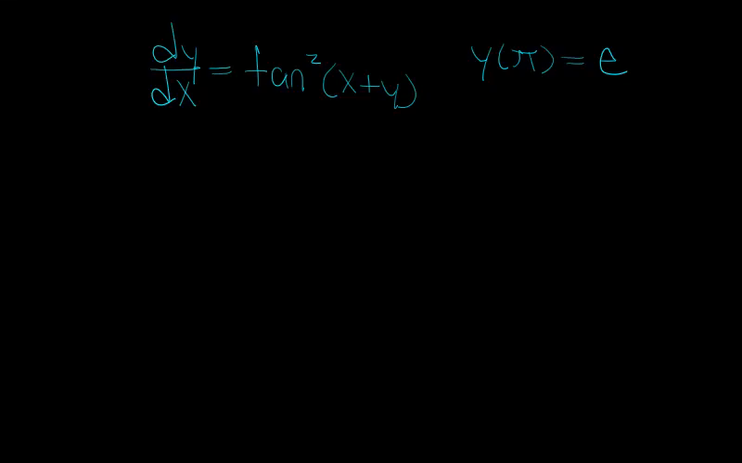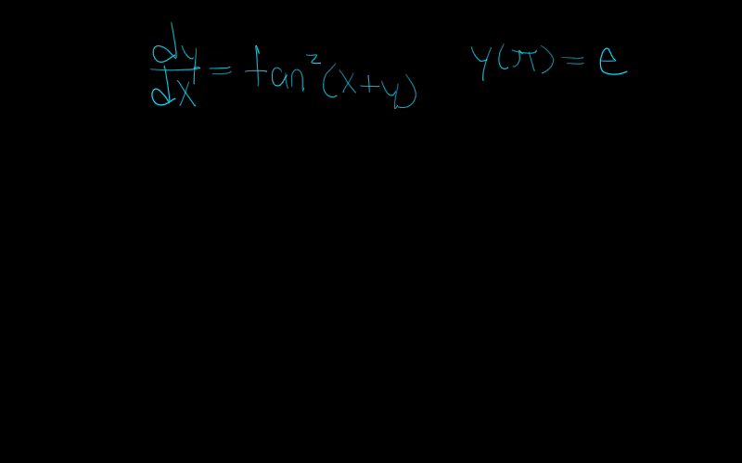So right here I have an initial value problem. dy/dx equals tan squared (x plus y), and I have the initial condition that y of pi is equal to e. So the fun part now is using the reduction to separation of variables to solve this.